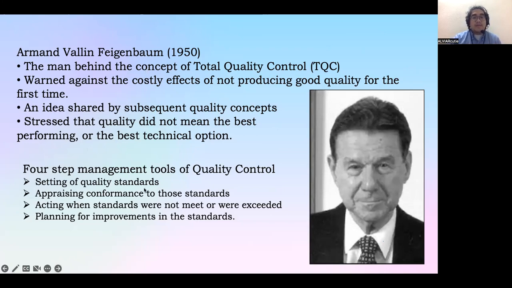May 4 steps of management tool of quality control si Feigenbaum. Number 1 is setting up quality standards, appraising conformance to those standards. Kung kanina, not appraising, ngayon naman appraising. So, third is acting when standards were not met or were exceeded. And last, planning for improvements in these standards.